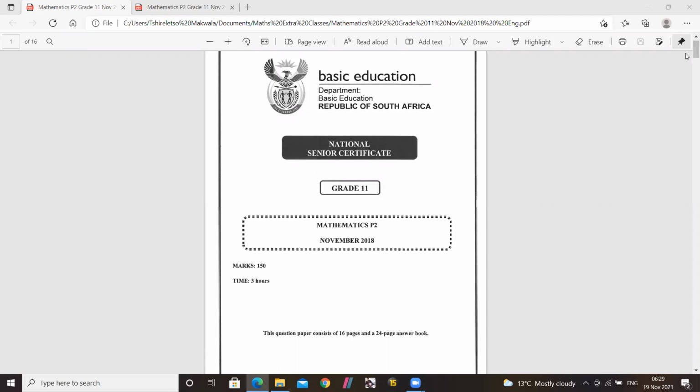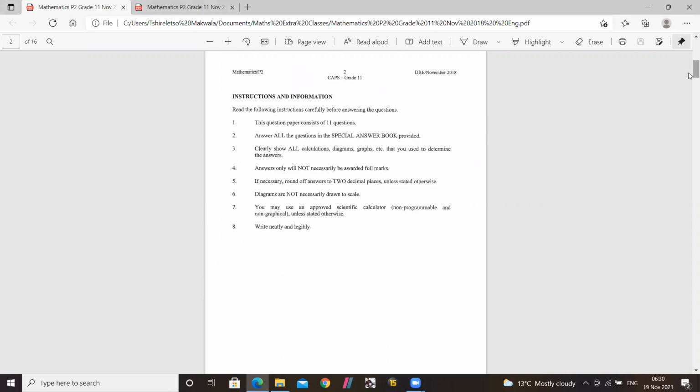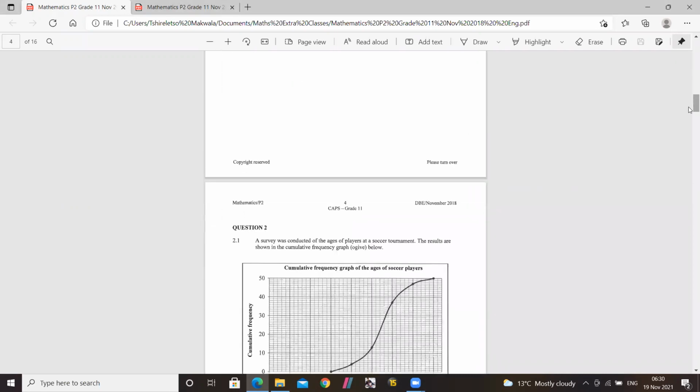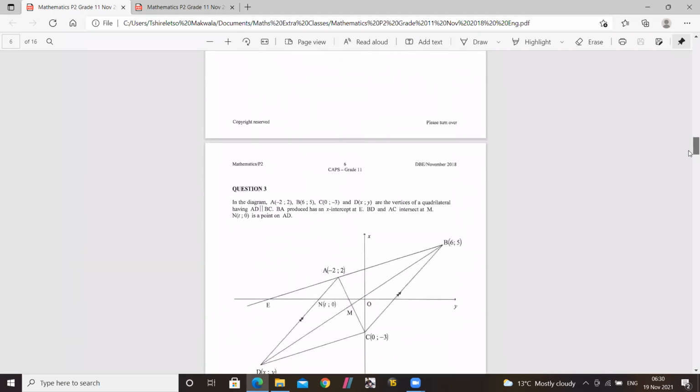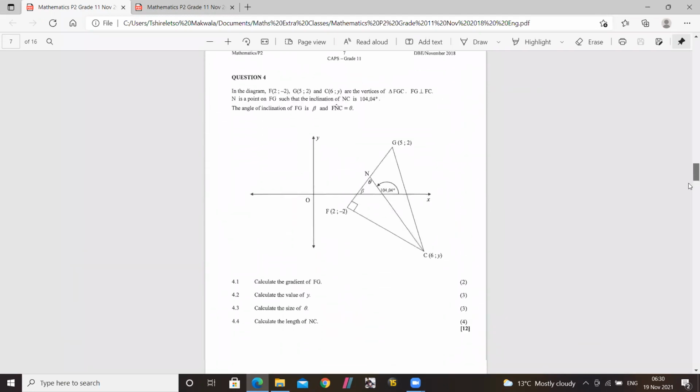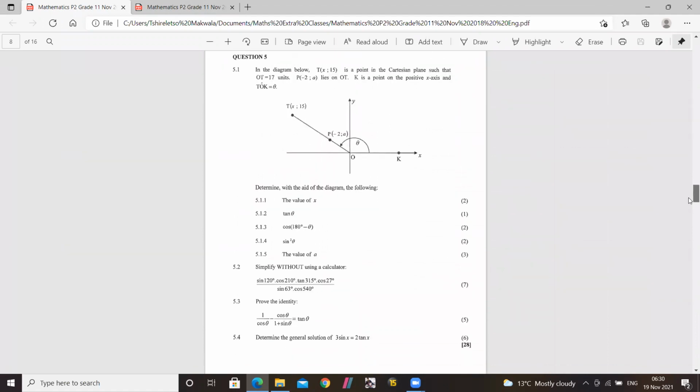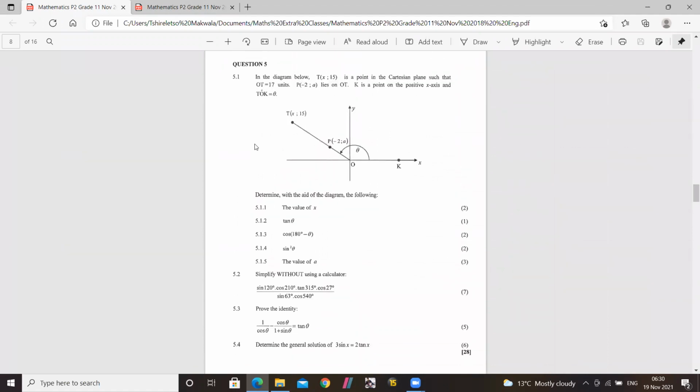Mara, as discussed, I'll be going through trigonometry, geometry, and so on. So let me go straight to the first question. I'm going to start with question 5, because that's where trigonometry starts. So let's look at the first question.